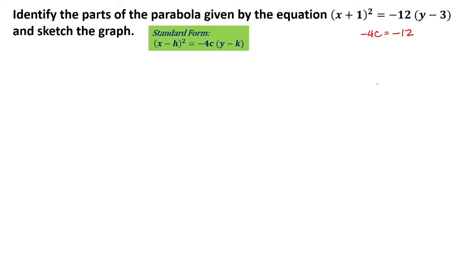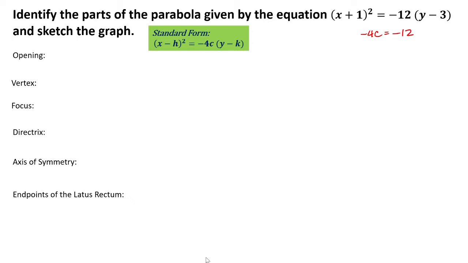So let us identify some information about this parabola. Let's have the opening, vertex, focus, directrix, axis of symmetry, and the endpoints of the latus rectum. Again, for our opening, this would be downward, right? So for the vertex, that would be at (h, k). Therefore, this is our h, and this would give us our k. So I have negative 1, positive 3.